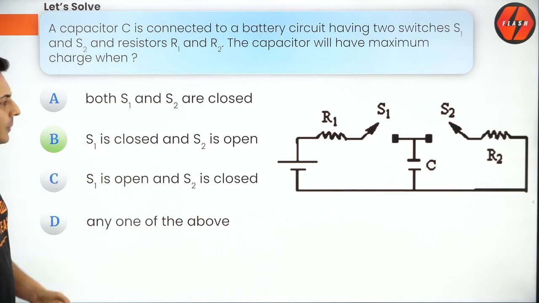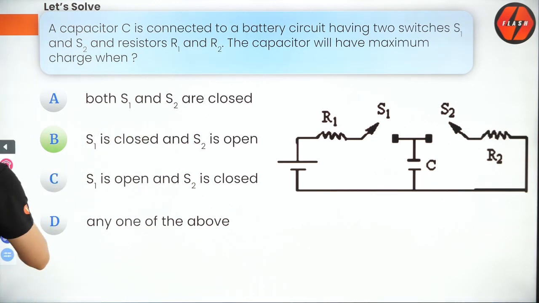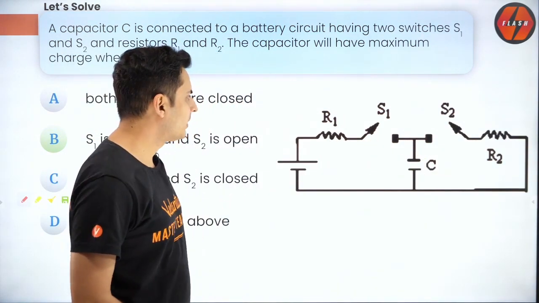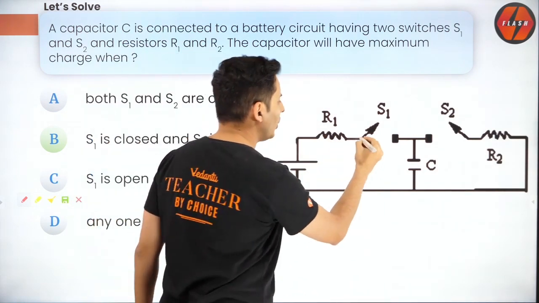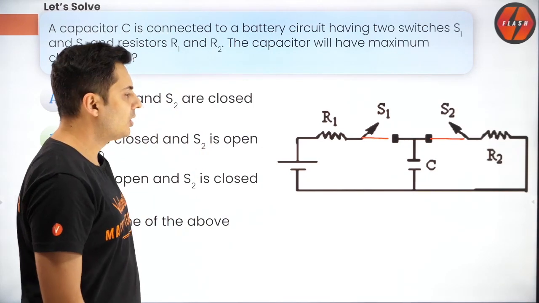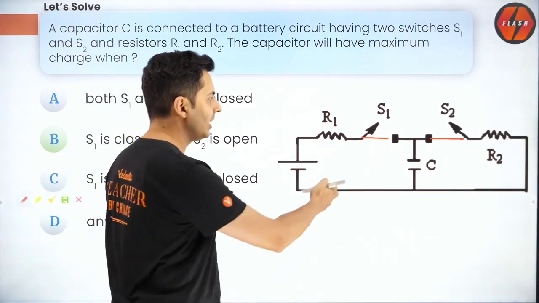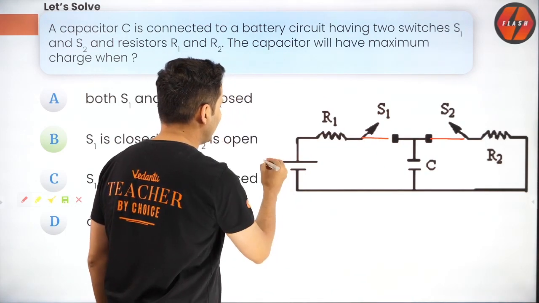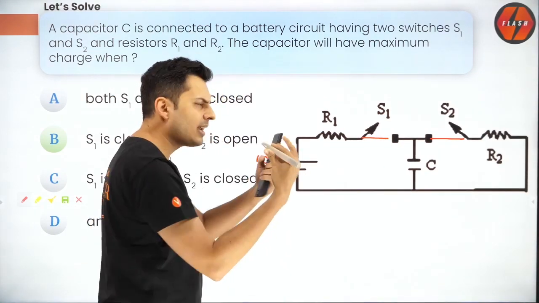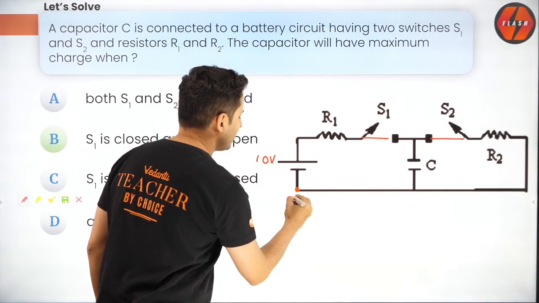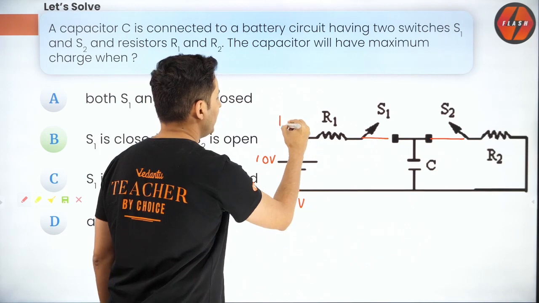Now, why is it option B? Let me tell you. See, guys, forget the capacitor for a moment. Just assume both the switches are closed. Obviously, both can't be open, then there will be no charge on the capacitor. So then, imagine this battery is of 10 volts. Just an example. So, if this point is 0 volts, this point will be 10 volts.